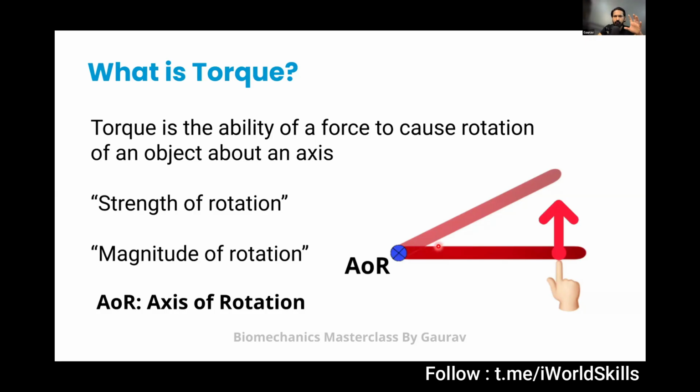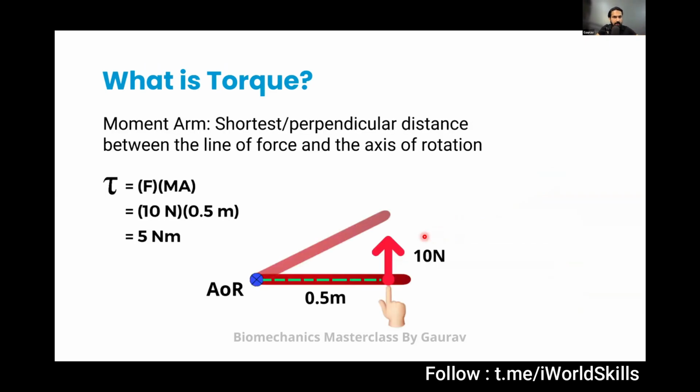Torque is the ability of a force to cause a rotation of an object about an axis. And you can actually calculate this ability of a force to cause a rotation. You can calculate torque by using this very simple formula over here. Torque equals force multiplied by moment arm. MA is moment arm. Now, what is moment arm?